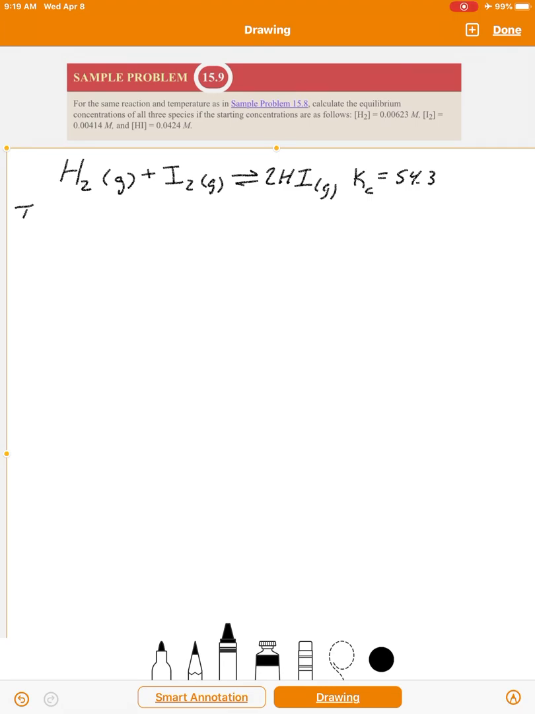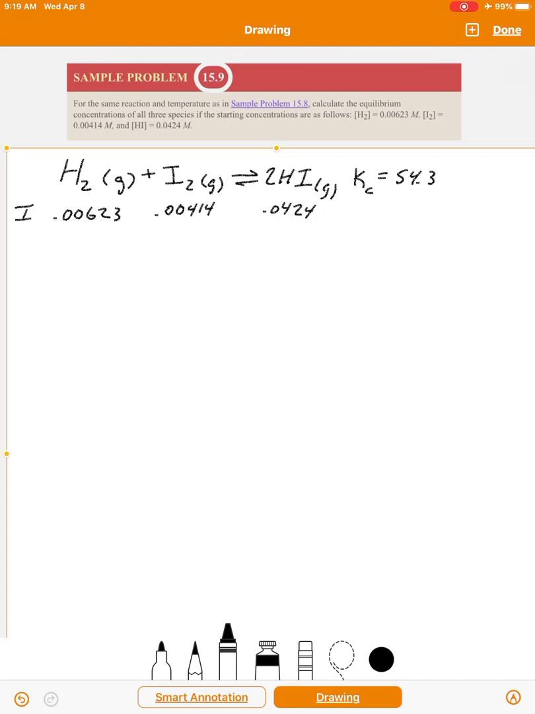Okay, I'm going to write out our initial concentrations here. The initial concentration of H2 is 0.00623. I'll leave the units out just to save a little space here. I2 is 0.00414. And HI is 0.0424.